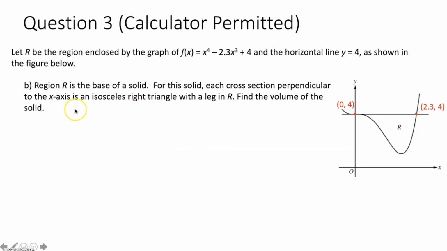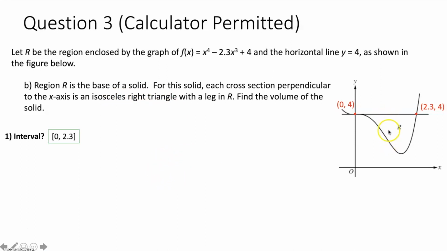The first step in setting up a definite integral would be figuring out what interval we are going to integrate on. Well, since the region R is the base of our solid, we're clearly going to integrate from the beginning of R to the end of R. So x is equal to 0 to x is equal to 2.3. The next step would be to figure out the area formula for our given cross-section. If you recall, the area of an isosceles right triangle would just be 1/2 base times height. But because it's an isosceles right triangle, the base and the height are the exact same measurement. So it'd just be 1/2 base squared.